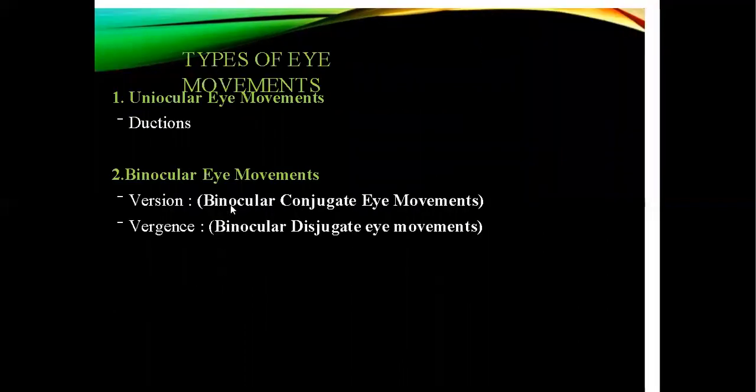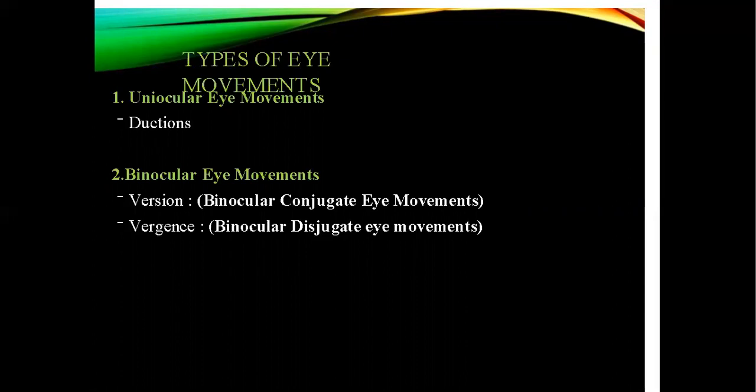Then how to test eye movements? It's a very exhaustive topic, friends. But there are basically two types of eye movements. One is called uniocular eye movements, and the second is called binocular eye movements. Uniocular eye movements are called ductions, and binocular eye movements are versions and vergences.